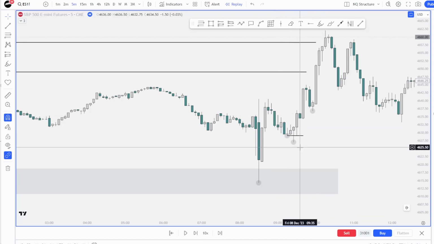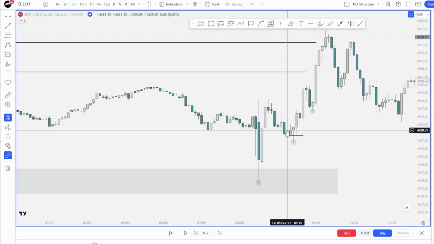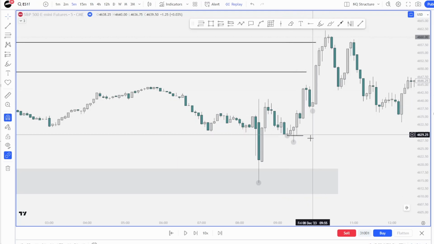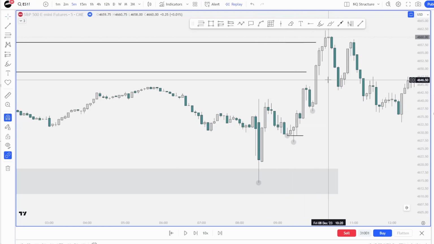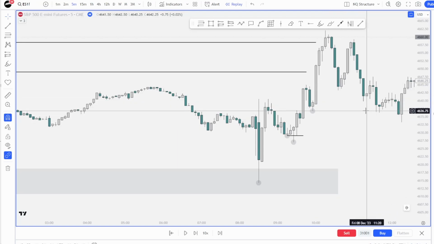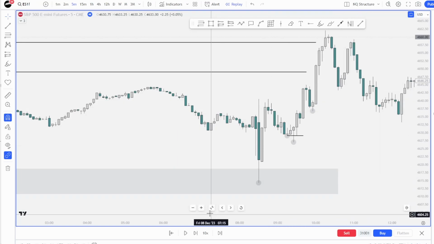Looking for that intermediate term low or any sort of run on stops, and then looking for that short term low to the right of it, or vice versa. If you're bearish, checking for the intermediate term high stop hunt, using the short term high to the right of it as your means of entry.